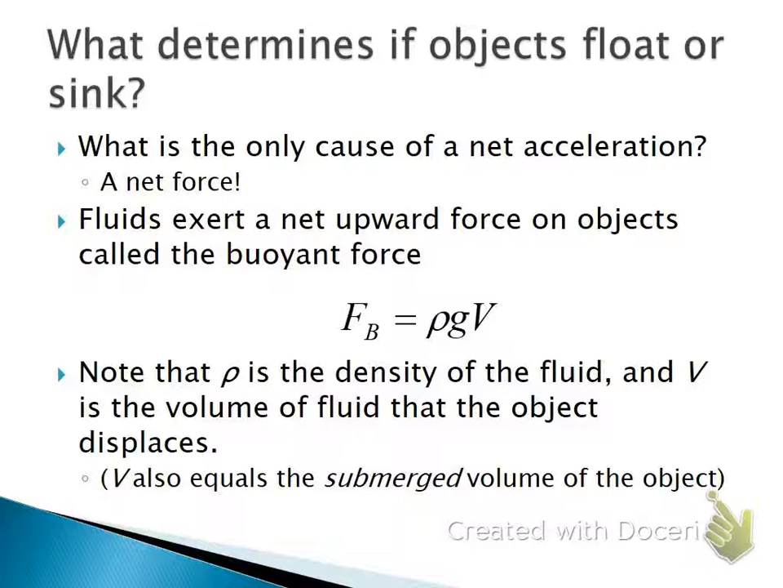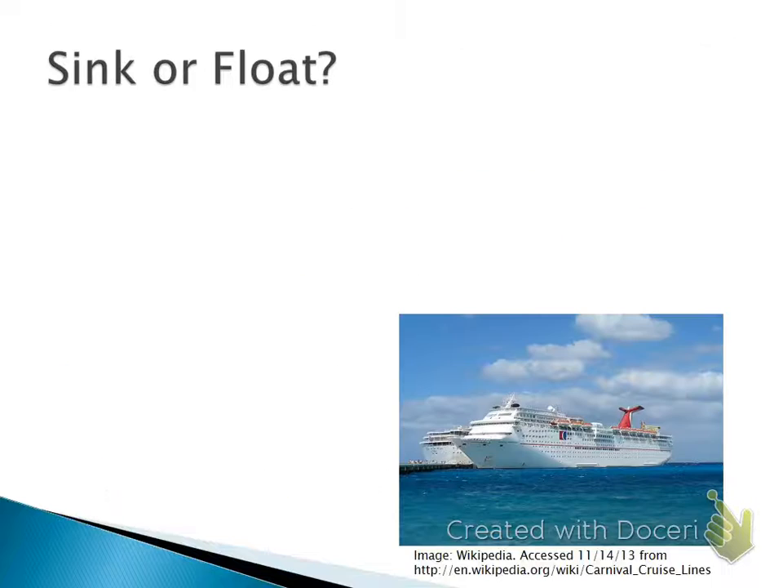Now, from the previous slide, I mentioned that V is equal to the submerged volume of the object. So a lot of times you'll see an object floating where a portion of it is submerged, and it's just sitting there. That means this underwater volume, when you displace this much water, created a buoyant force equal to the downward gravitational force. Cool.